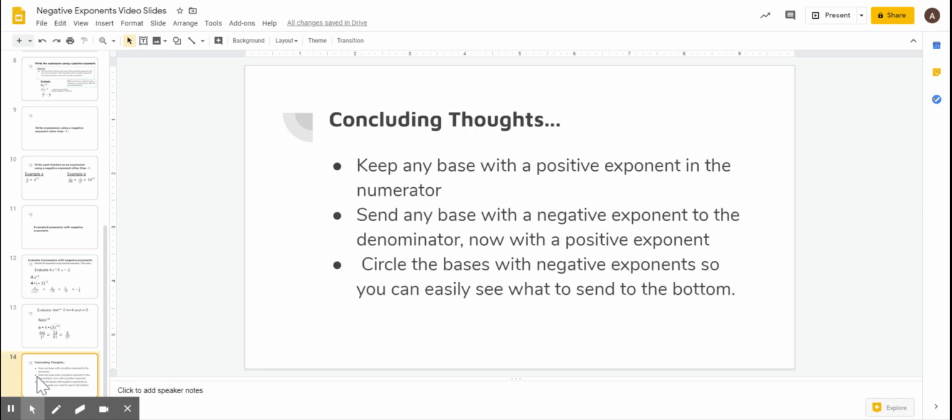All right, so just some concluding thoughts. You want to keep any base with a positive exponent in the numerator. You want to send any base with the negative exponent to the denominator, now with a positive exponent. So you would change it to a positive exponent. And then you want to circle the bases with the negative exponent so you can easily see what you are sending to the bottom.